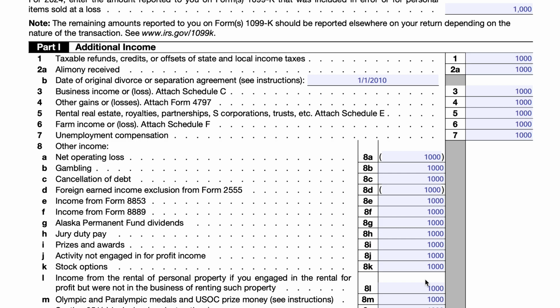You would probably receive a Form 1099-MISC, which I'll put a link to in the show notes.